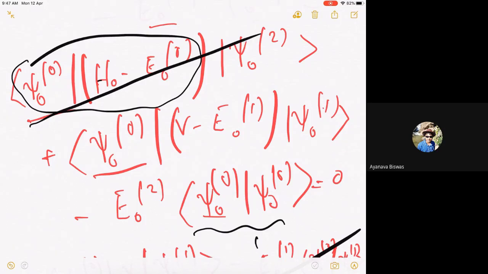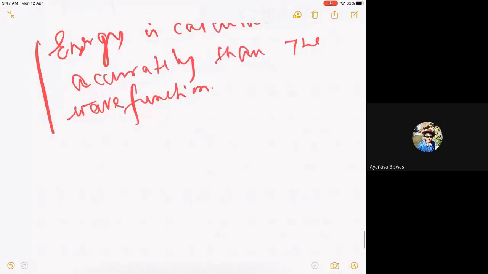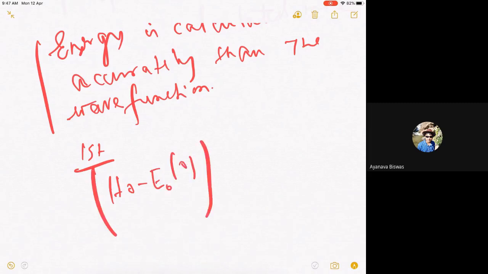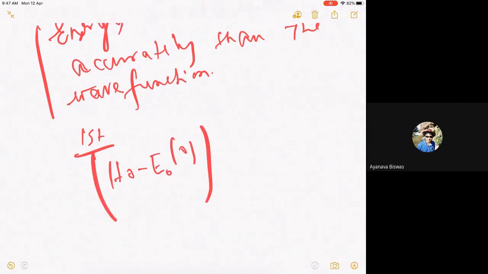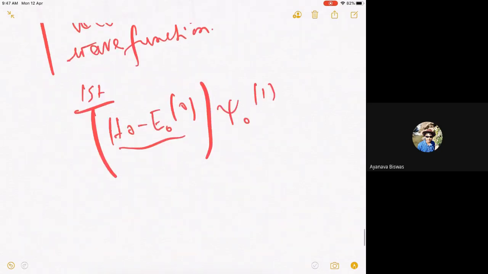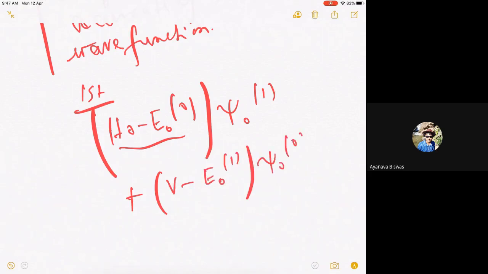Because this becomes one order. This also becomes one order, because already one order is there. So this has to be 0, and this is not there. Correct? So I go back to the first order equation as H0 minus E00. Please remember, you should not just see it. You should think and write, because there is H minus E psi. So this is 0th order, so this must be first order, plus this is first order, so V minus E01. This is 0th order. Equal to 0.